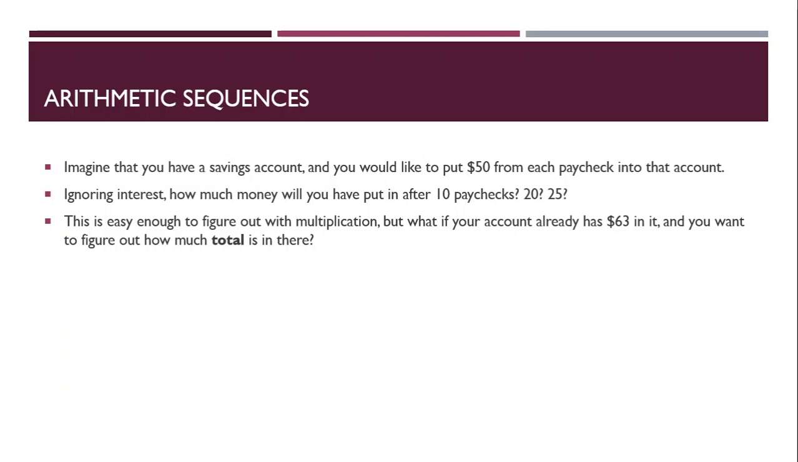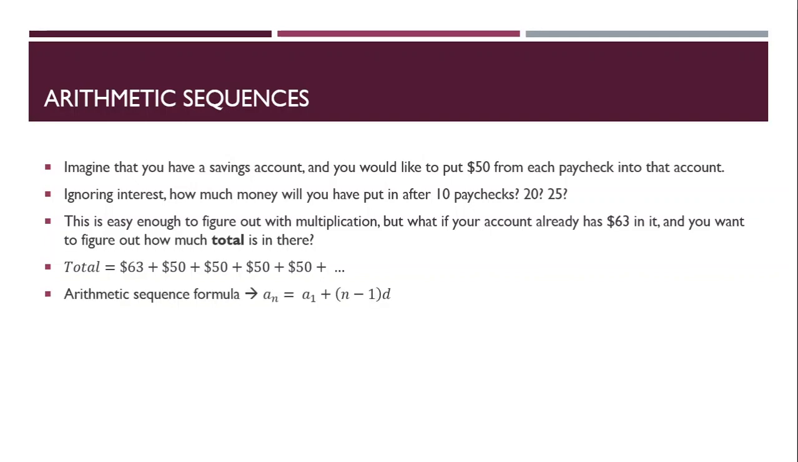But what if our account already has $63 in it and we want to figure out what the total is? Then we can't just do our multiplication anymore. We have to look at something like 63 plus 50 plus 50 plus 50 plus 50 plus however many 50s we want. So we're just wearing out the calculator button there, and we could make a mistake there, put one more, put one less. So it might be in our best interest to have a better way to do this.